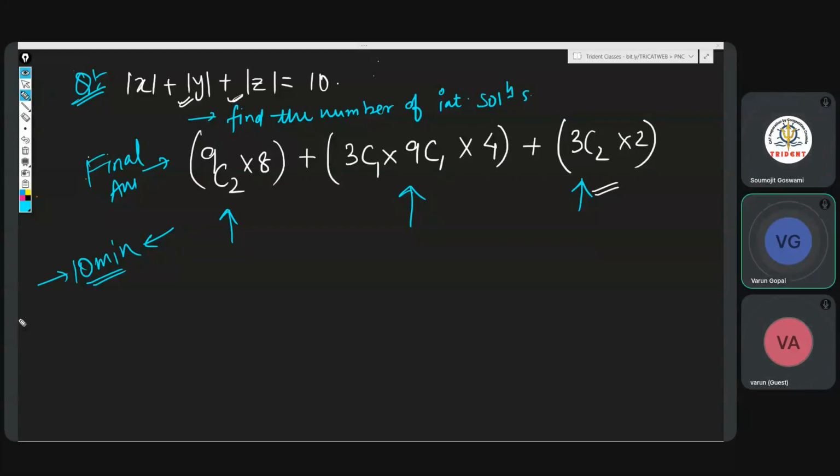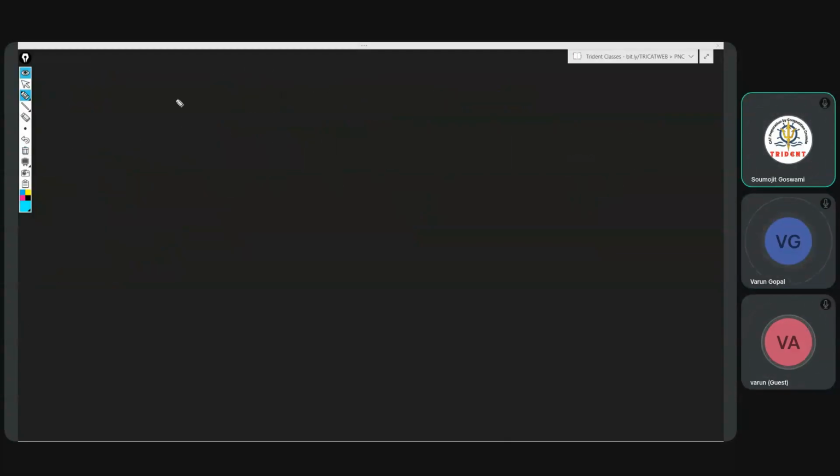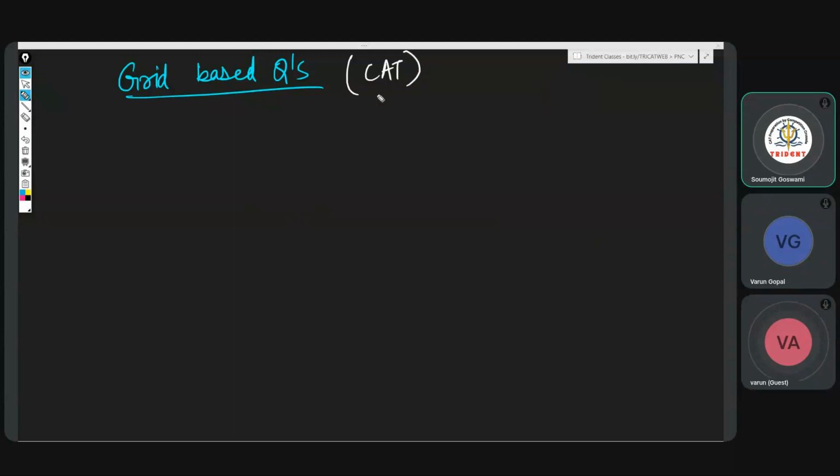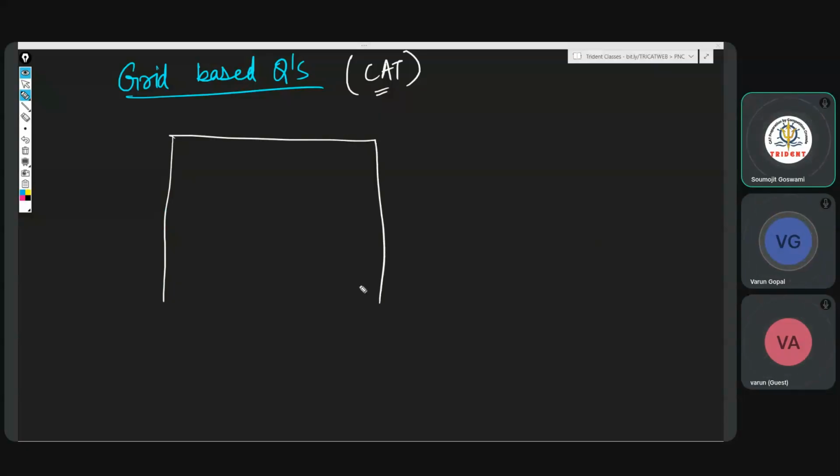Okay. Chalo, the last question and then we'll be done with this session. The grid based question. And this is something that has been asked in the CAT. So pay attention. This has been asked in previous year CATs. It's very simple actually. There is a grid like this.